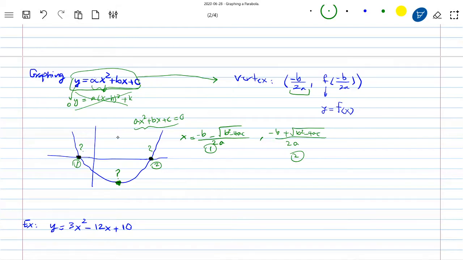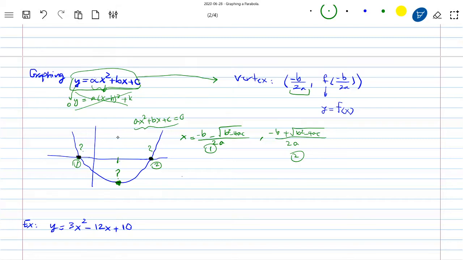Where is the vertex point? The vertex point is halfway exactly in between those two. So if I know these 2 points, then I should know exactly where the x coordinate of the vertex is. How do I find the average? You add them, divide by 2.